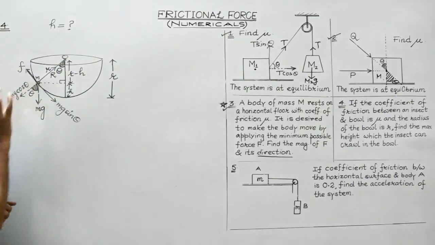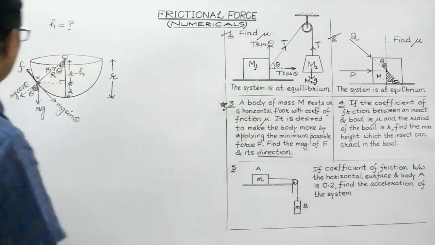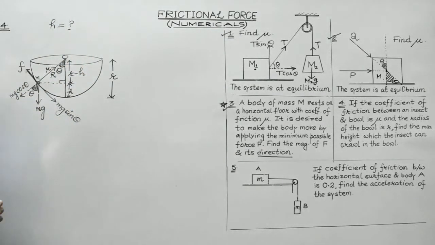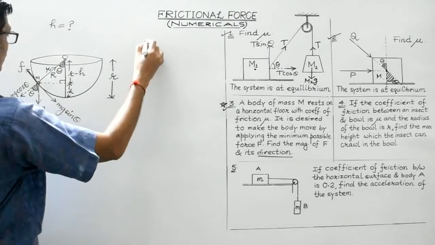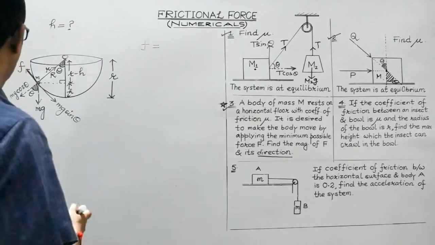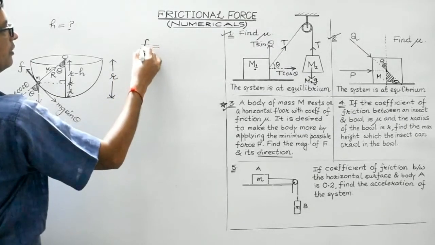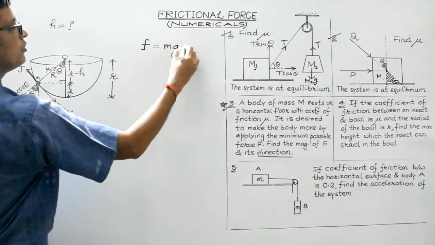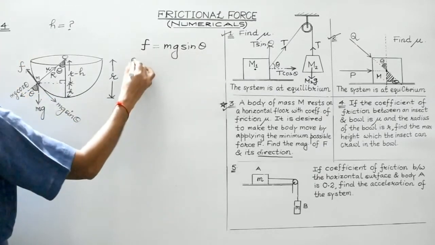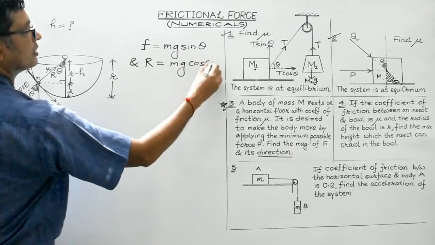So on reaching this position, suppose the insect is at rest. It's the maximum height which the insect can gain, right? So students, now let's construct the equations. F should be equal to mg sin theta, while the normal reaction force R should be equal to mg cos theta. Okay, F is equal to mg sin theta and R is equal to mg cos theta.